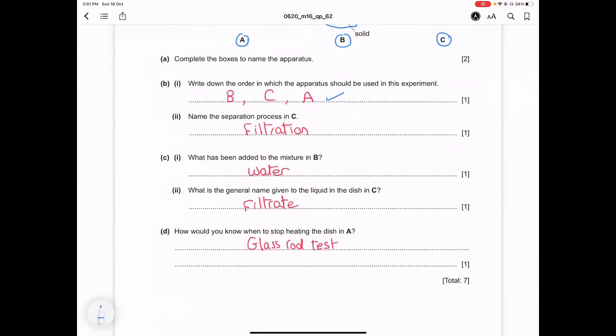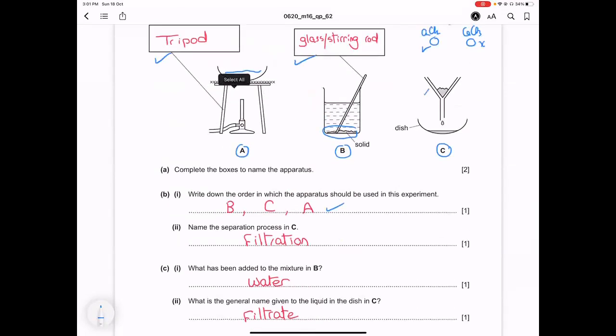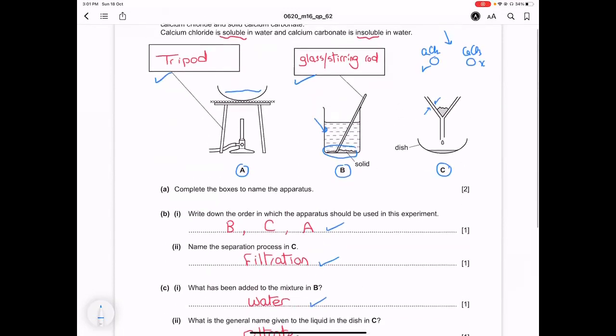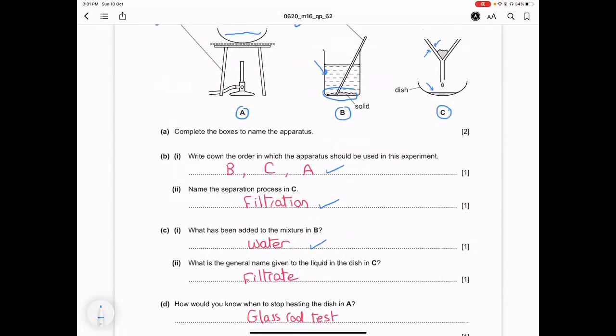Name the separation method in C. Of course, when you see the funnel and the filter paper, this is filtration. What has been added to the mixture in B? Of course, water, since he said that one solid is soluble in water and the other is insoluble. What's the general name given to the liquid in the dish? This is the filtrate. If he asked about the solid, it's the residue.